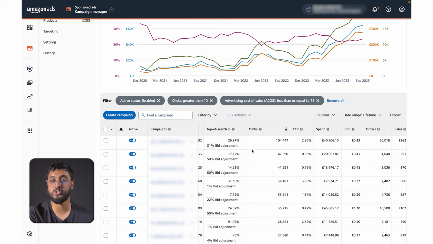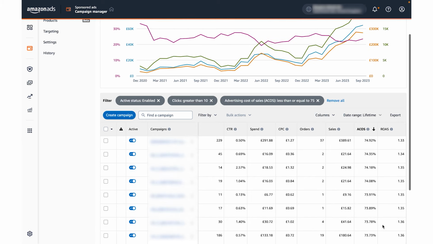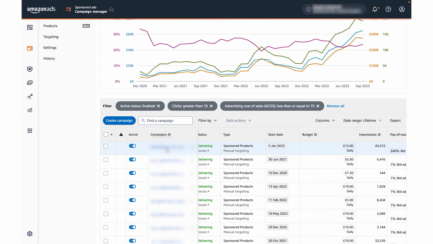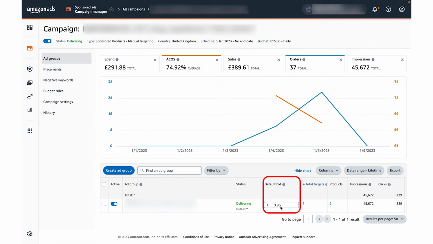And guys, I just want to point out that everything is about testing. Nothing with advertising is certain. You need to test to get the feedback and then take action based on that feedback. So here, my top result has 37 orders and it's got an ACOS of just over 74%. I'm just going to check my bid now, and the bid is 0.93.